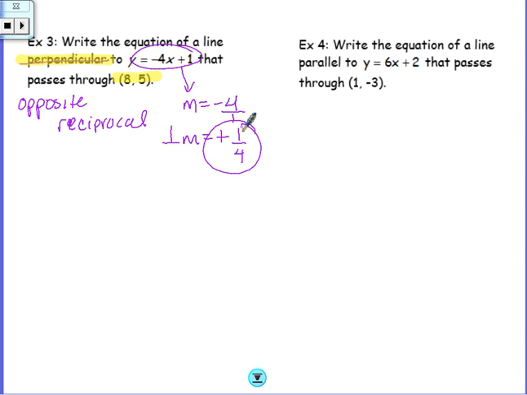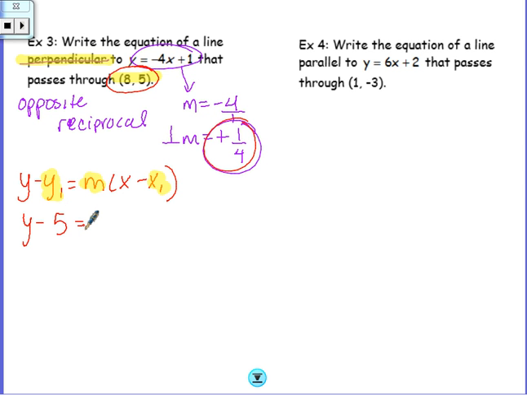So we have a slope, and on this problem, we have a slope and a point. So we can't use slope-intercept form. We have to use point-slope form, which is y minus y1 equals m, x minus x1. And we know that we only put our numbers in those 3 places. So y minus 5 equals 1/4 x minus 8.